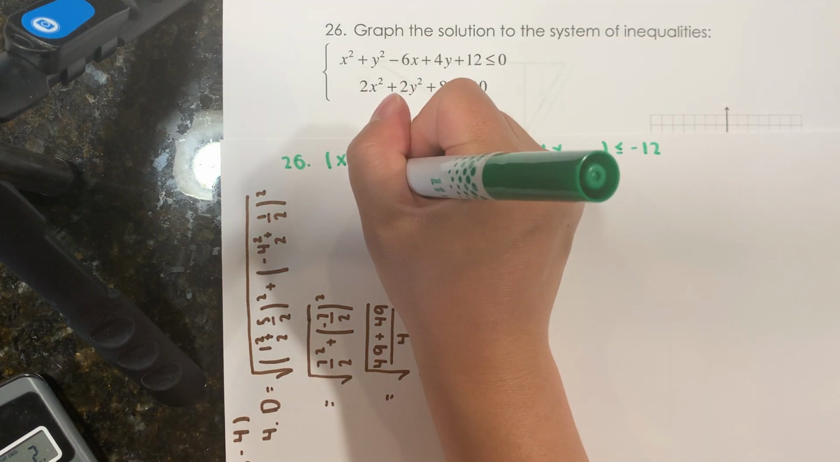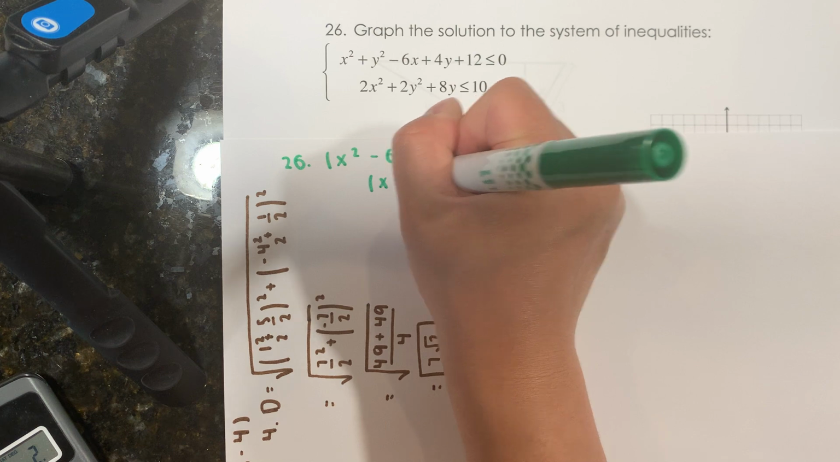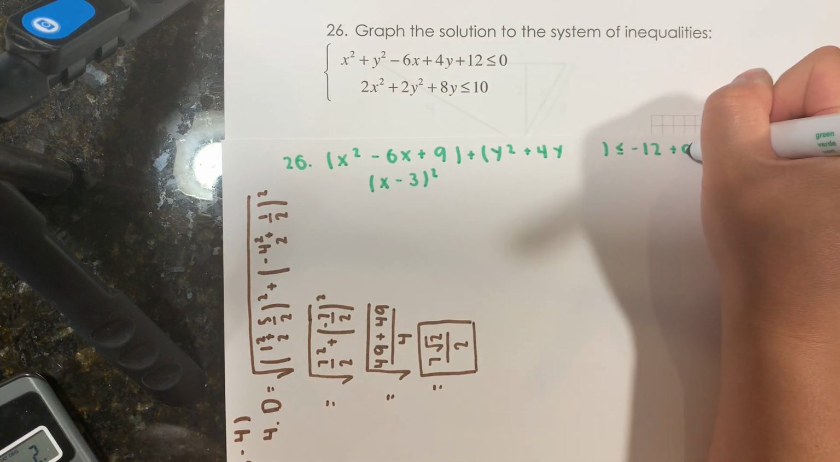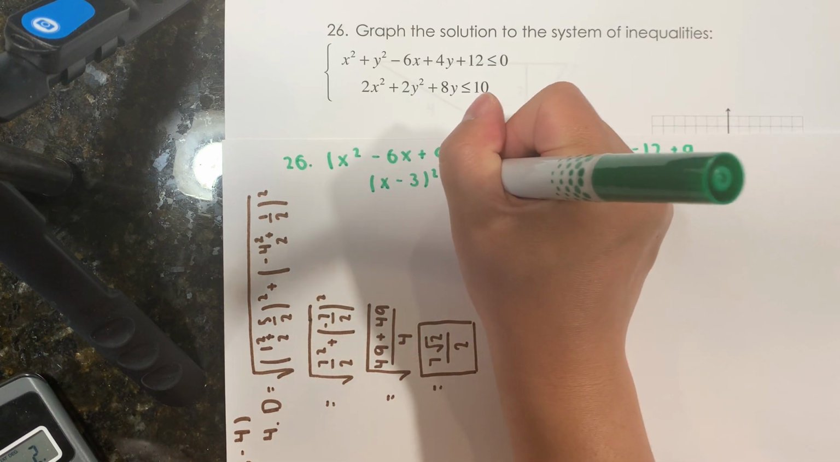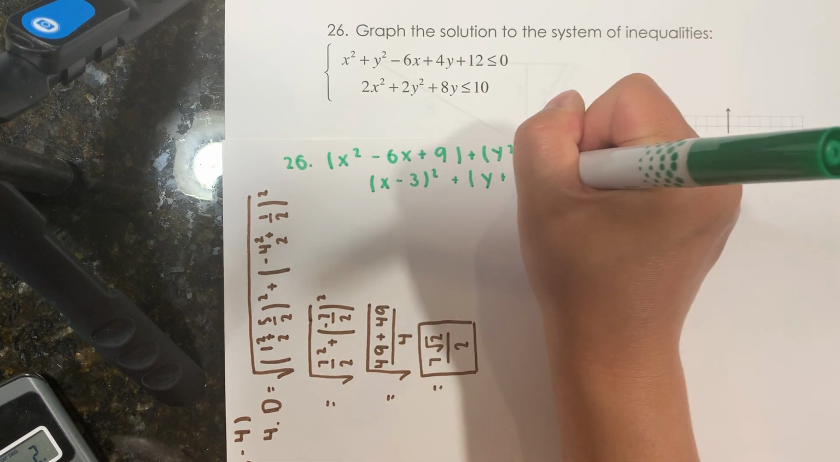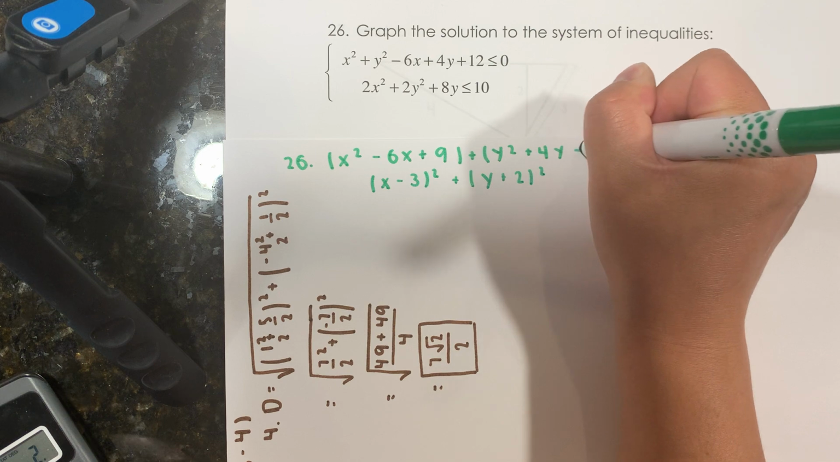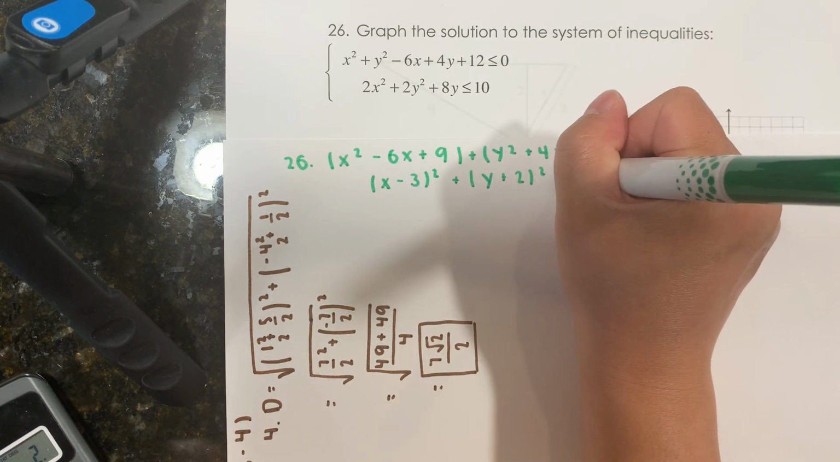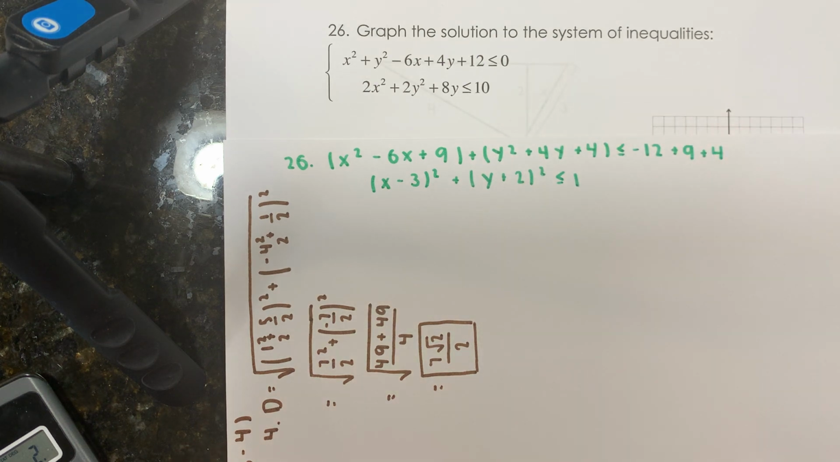Then I have to complete the square, so this would be x minus 3 squared. Add 9 to both sides. Half of 4 is 2, so y plus 2 squared. And then add 4 to both sides. Should be less than or equal to 1.